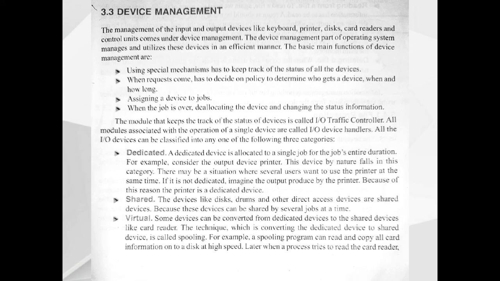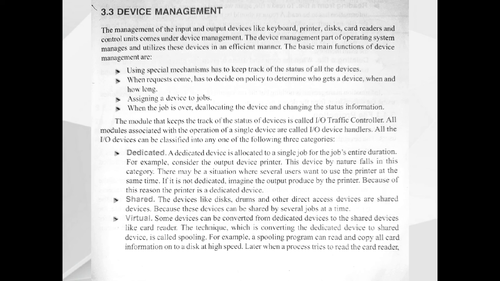So to speed up the program execution or the printing execution, the next user's data printout is routed to a faster device such as a hard drive. In the hard drive, it is temporarily stored until the first data gets printed out. That is called spooling. In the same way, with the card reader, the technique which converts the dedicated device to a shared device is called spooling. So I have explained the concept of spooling.